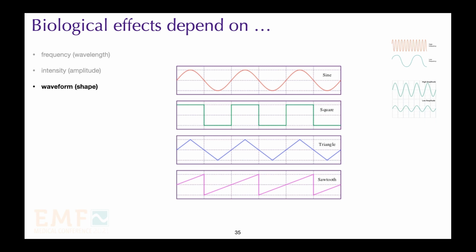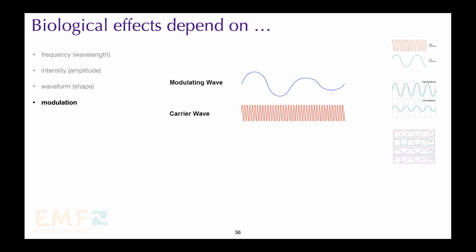Waveform, or the shape of the wave, is biologically important. Here are some common waveforms: sine, square, triangle, sawtooth. This will become more important during Lecture 6 when we discuss pulsed electromagnetic field therapy. The sawtooth wave seems to be the most irritating, and the sine wave seems to be the most soothing biologically.